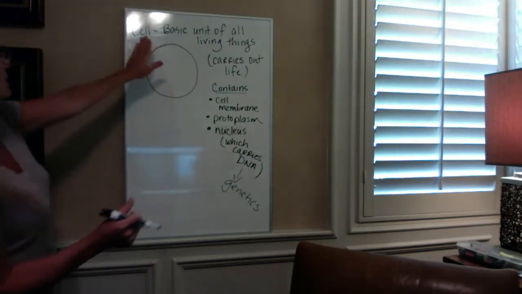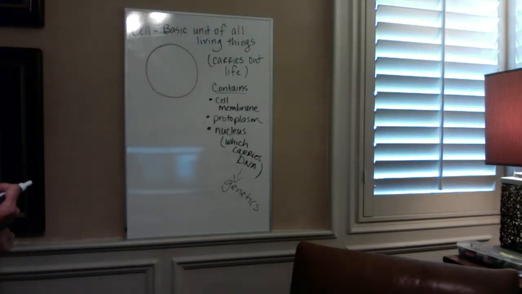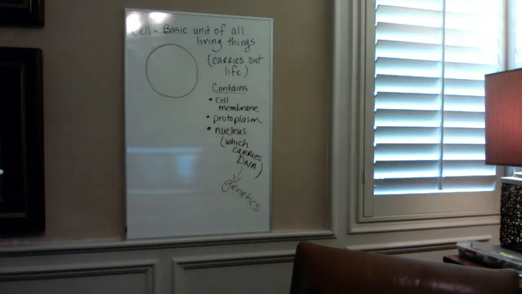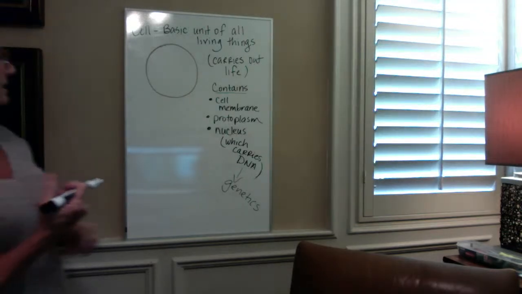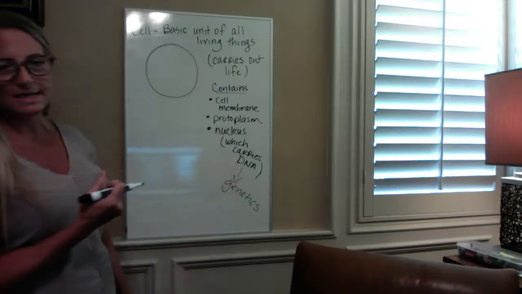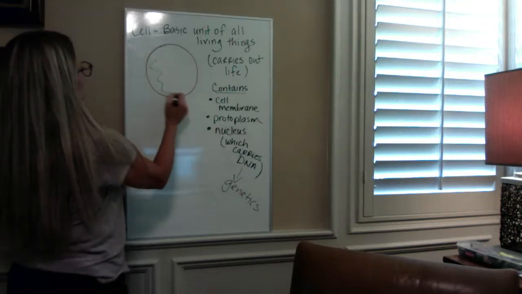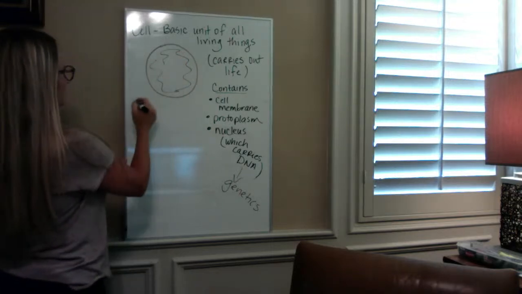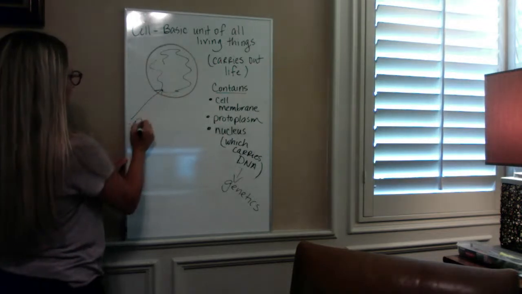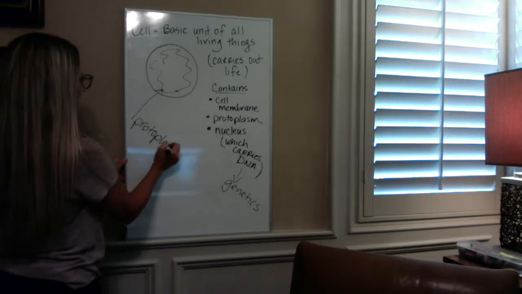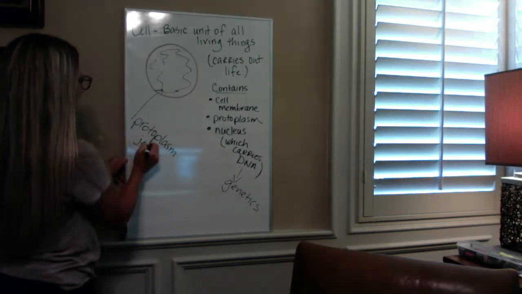So right now, let's just jot this down. A cell is our basic unit of all living things that carries out life. It contains a cell membrane, protoplasm, and our nucleus, which has our genetics in it from the DNA. Then we want to break down that the protoplasm is a jelly. The protoplasm is all in here, and I'm going to draw a little line to that. It's a jelly-like substance.